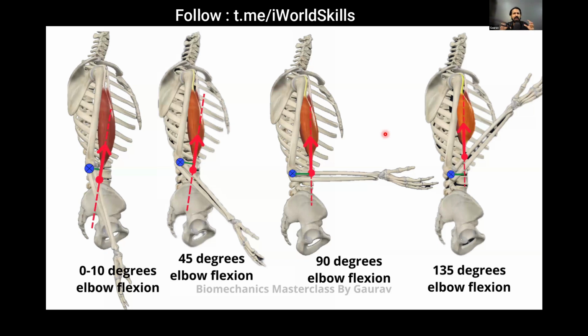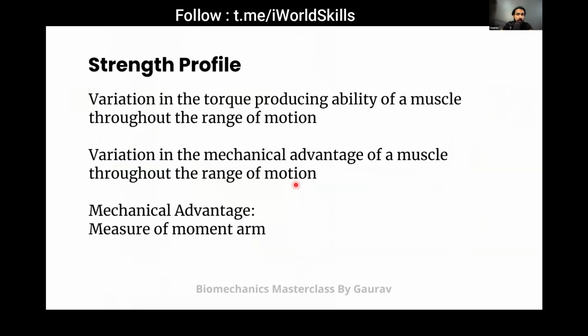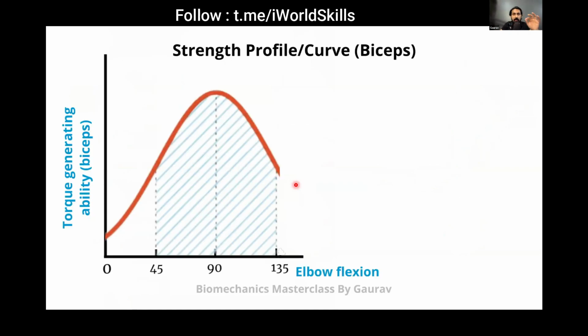Yes, we can draw a graph that would represent how the torque generating ability of the bicep muscle varies throughout the range of motion. Since we all agree, that is exactly what we are going to do. We are going to draw a graph. We are going to draw the strength profile, or the strength curve, of the bicep muscle.